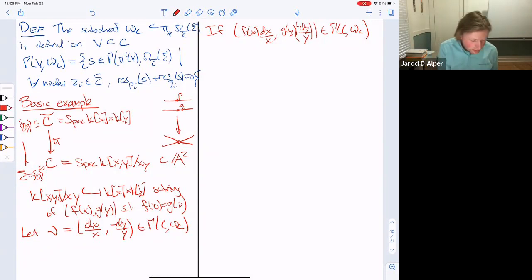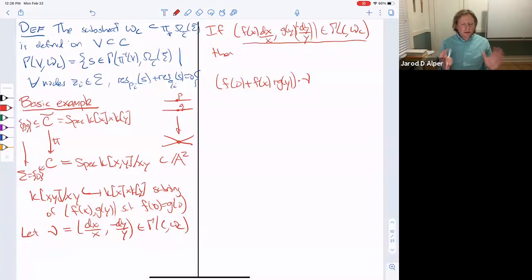Right, so let's realize that this differential, I claim, can in fact be written as, let me write it this way, times mu. Hold on. Okay, let me take a step back. Note that if we have this differential here, then necessarily the defining feature is that the residues are opposite.